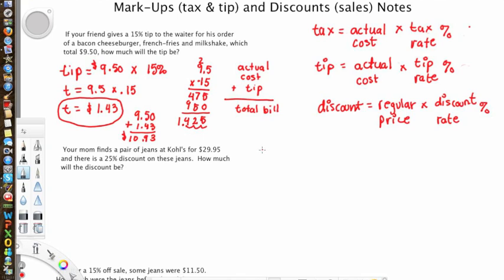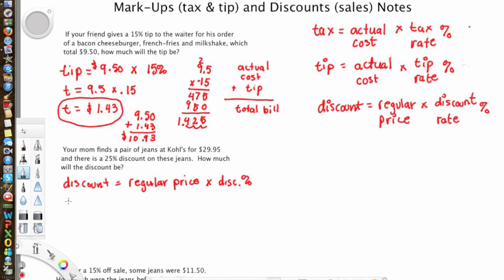Okay, let's take a look at the next problem here. Your mom finds a pair of jeans at Kohl's for $29.95. There's a 25% discount on these jeans. How much will the discount be? Okay, well, we find the discount. The discount is equal to the regular price times the discount rate.